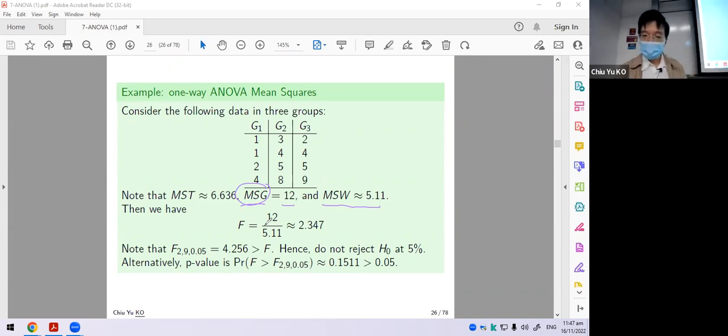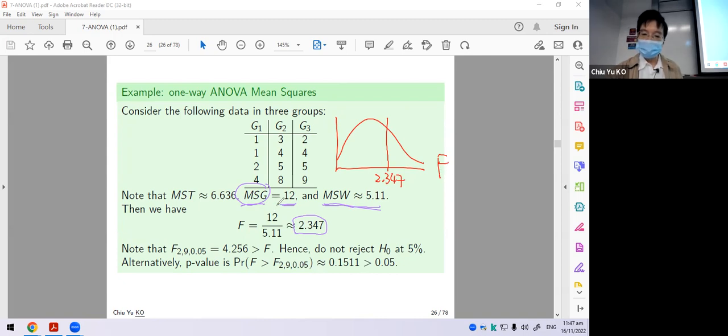And you can see this two times. Obviously, this one, MSG, is larger than MSW. If you look at this, it should be F, something like this, and it's like 2 point something. And what's the degree of freedom here?